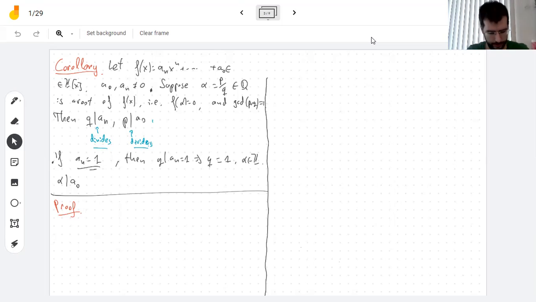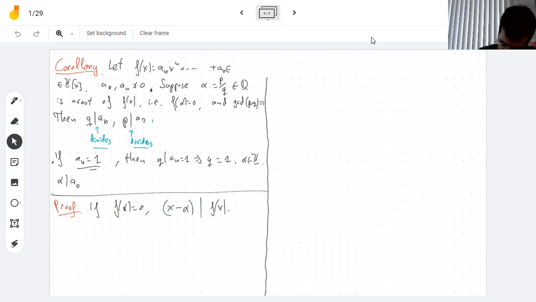Okay. So let's prove this. So what is the thing we know about a polynomial that has a root? It can be divided. It has a linear divisor. Minus a. Yeah, so linear factor. X minus alpha is going to have to divide f of x.